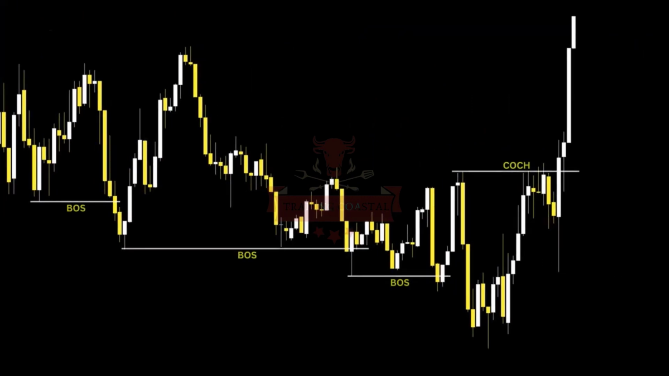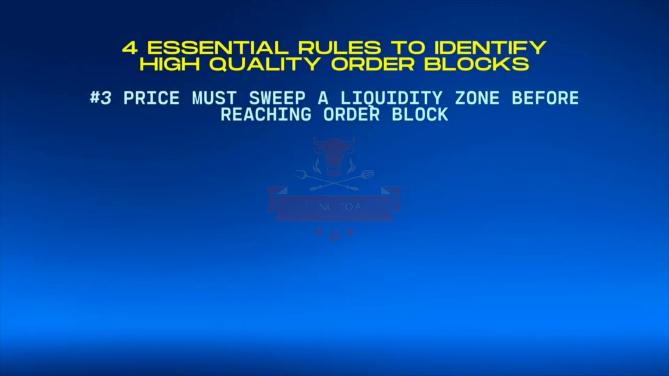Break of structure and change of character are essential signals that indicate whether the market will continue in its initial direction or will experience a reversal. Rule number 3. Price must sweep a liquidity zone before reaching the order block.